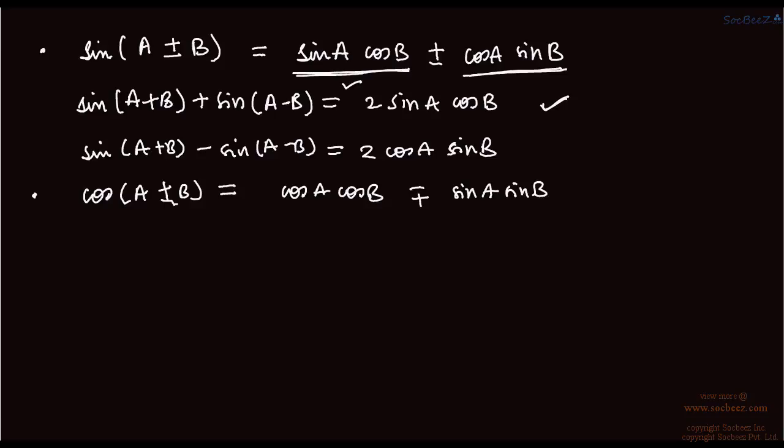Okay. So, similar things you can do with cos also. If you want 2 cos A cos B, then you will add both the terms. And if you want sine A sine B, then you will subtract the two terms, cos of A minus B minus cos of A plus B.